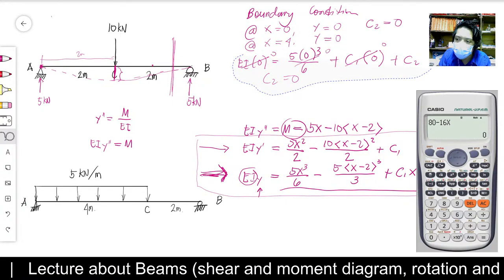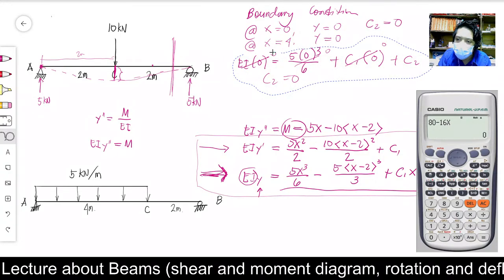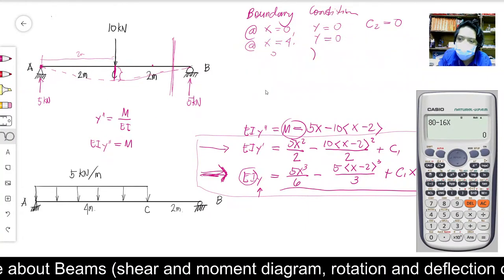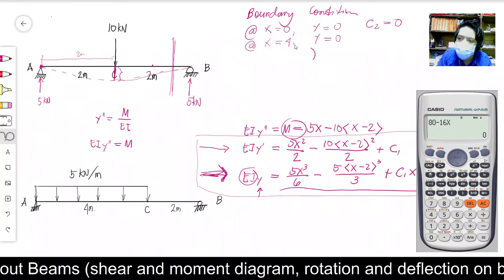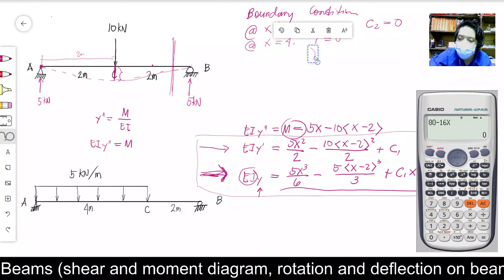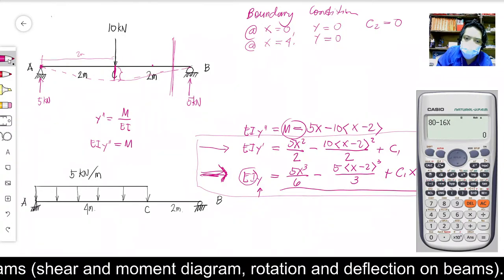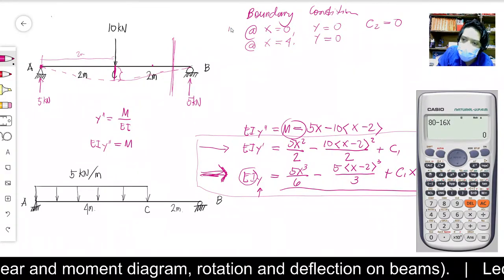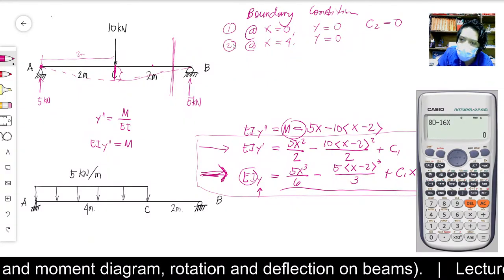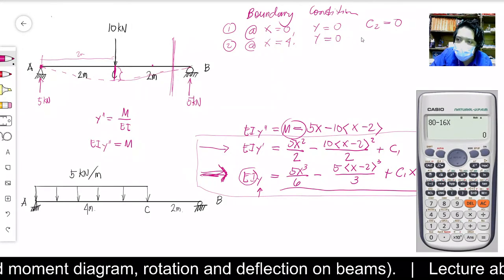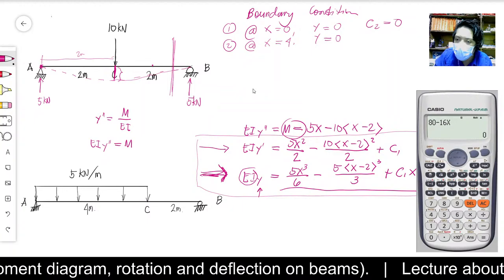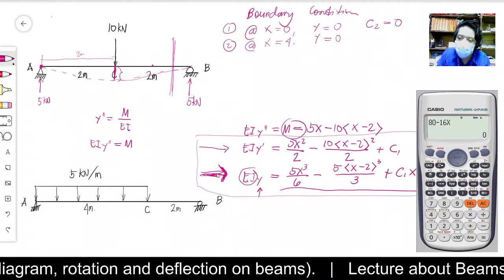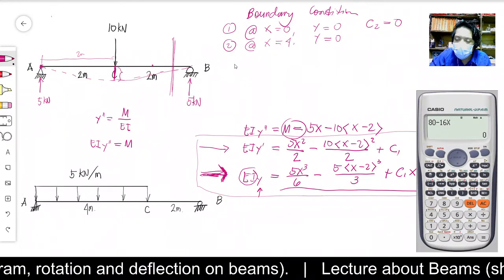Let me erase this one again because I don't have space. Okay, we found C2. Let us use the second boundary condition. That was the first boundary condition, and this is the second. Applying the first boundary condition, we got the value of C2. Let us apply the second boundary condition using the same equation.